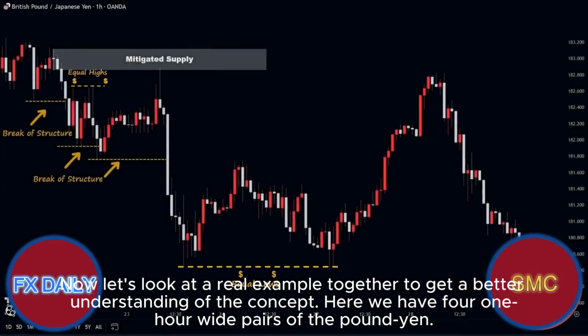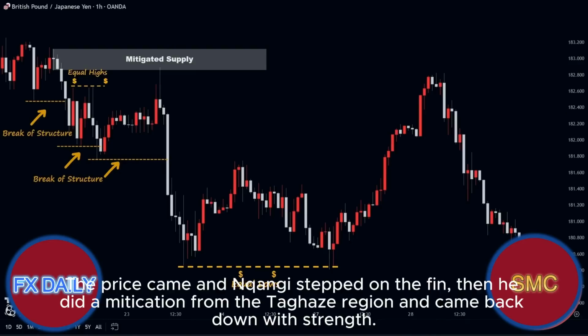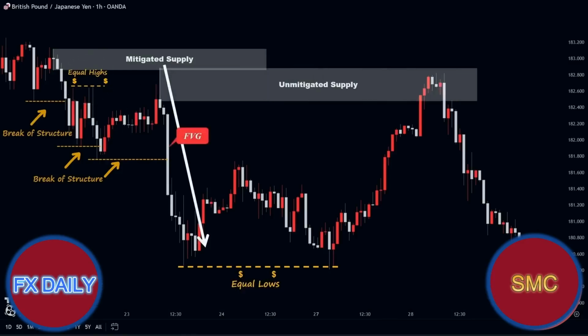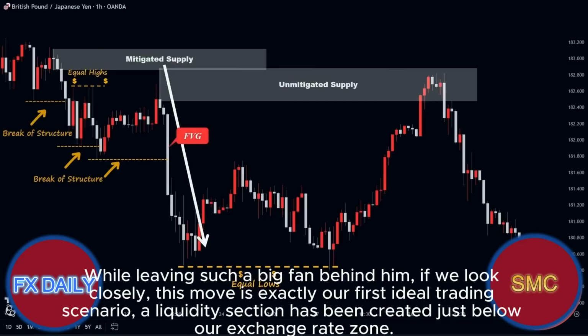Now let's look at a real example together to get a better understanding of the concept. Here we have the 1-hour chart of the pound-yen. The price came and broke the structure, then did a mitigation from the supply region and came back down with strength, while leaving such a big gap behind it. If we look closely, this move is exactly our first ideal trading scenario. A liquidity sweep has been created just below our supply zone.